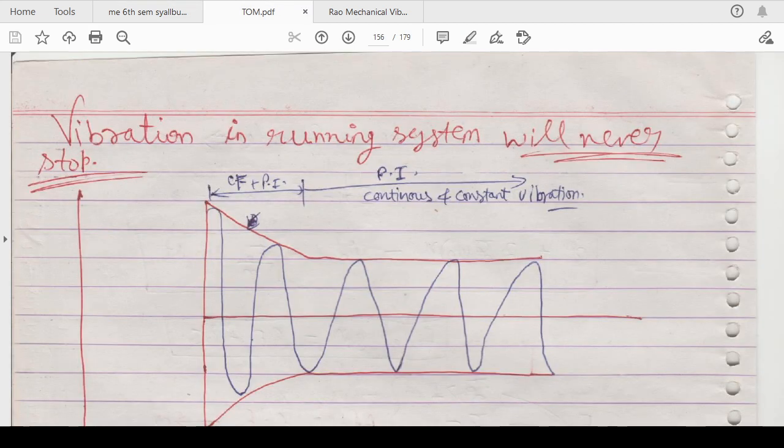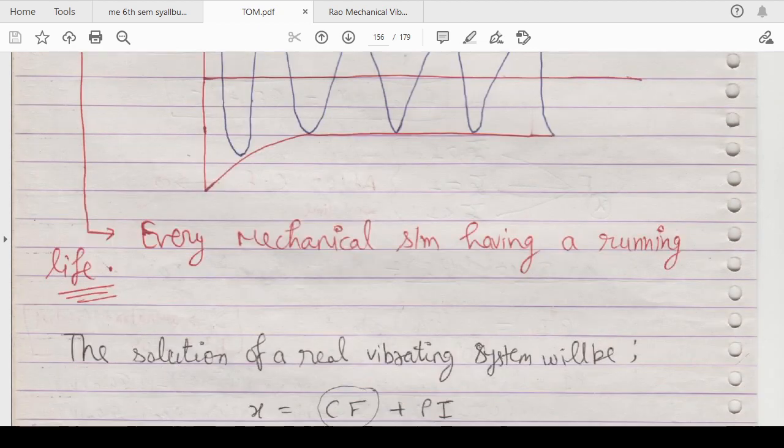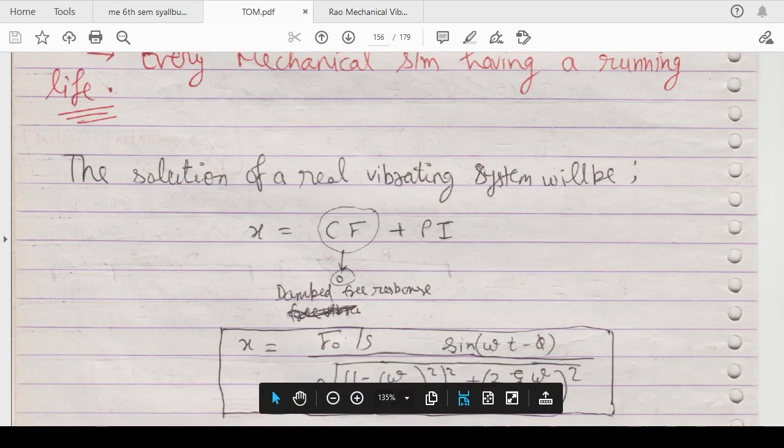We stopped where we got to know that vibration in a forced damped vibrating system will never stop. Initially it has components of CF and PI, and after some time the CF, or complementary function, decreases to 0, then the PI will be constant, and you will receive continuous and constant vibration from this system. That's why every mechanical system has a running life.